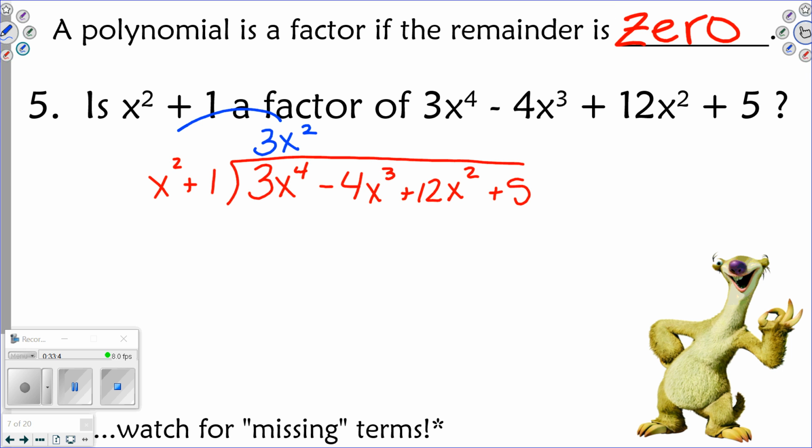All right, so 3x squared times x squared. Good, and then 3x squared times 1 is 3x squared. And then we change our signs. But do you see how methodical this is, though? It's like same process over and over and over. All right, and then my x to the 4th parts cancel.